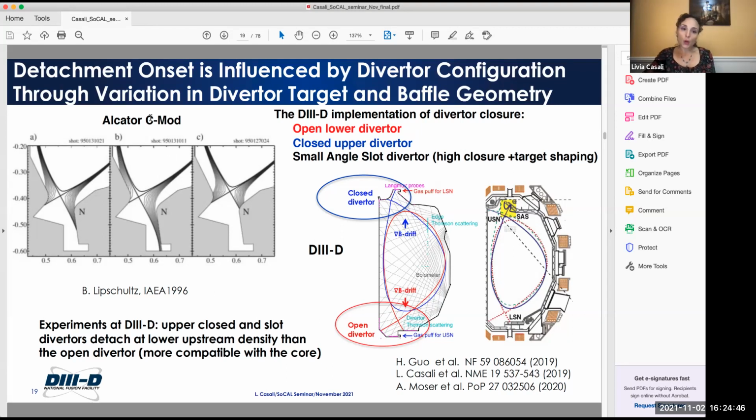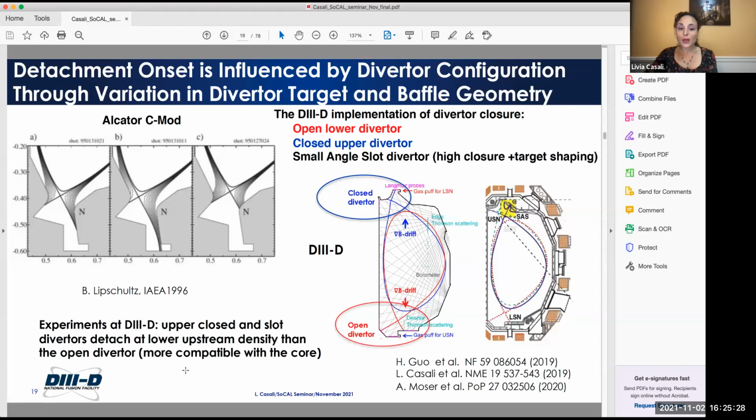I'm showing here on the left an example from ASDEX Upgrade and Alcator C-Mod, which have experimented with different kinds of closure and target shaping. And so what DIII-D did recently, in the last few years, is implement different degrees of divertor closure, such that as of today, we have an open lower divertor here in red, a closed upper divertor, and a small angle slot divertor, which is the SAS divertor, and this is characterized by high closure and target shaping.